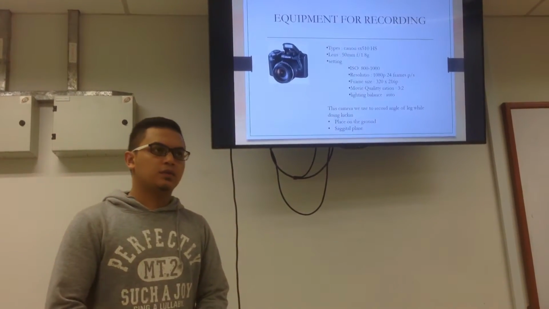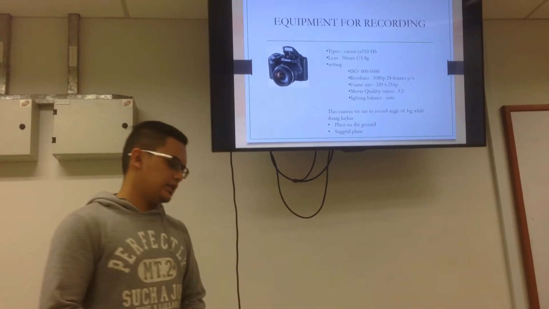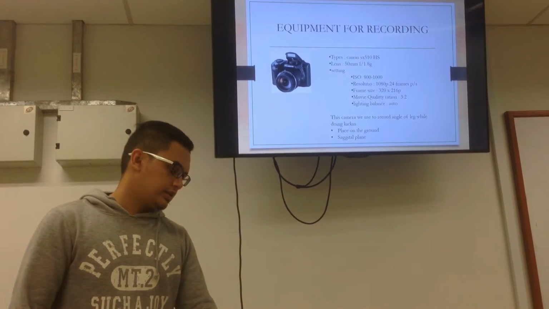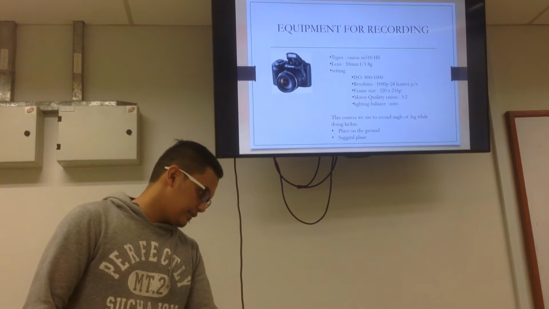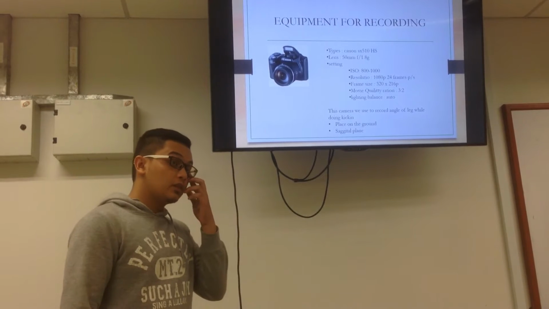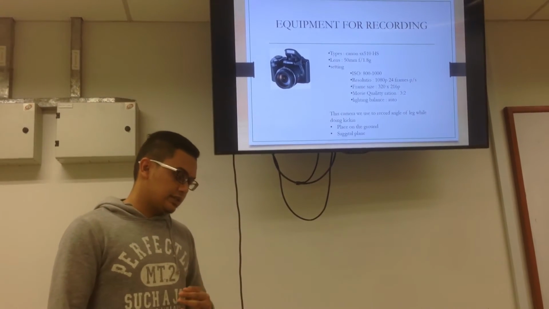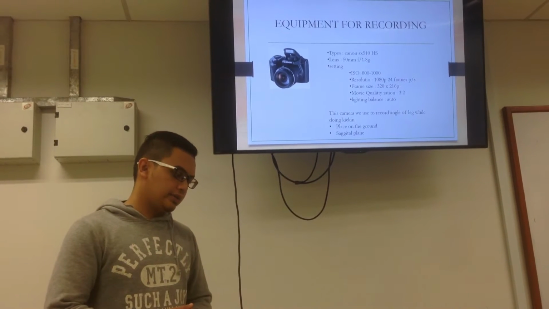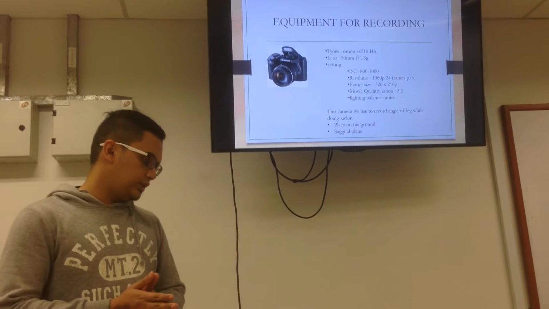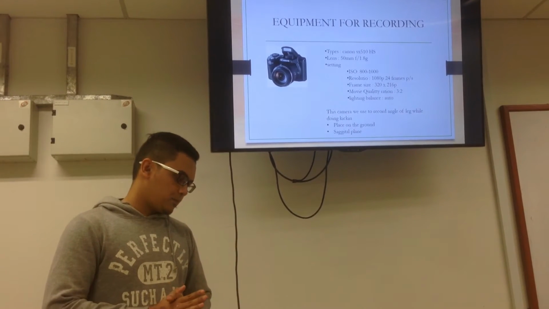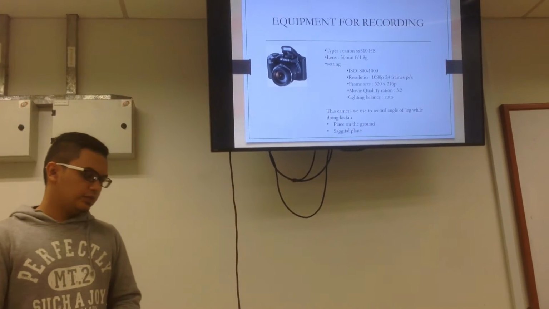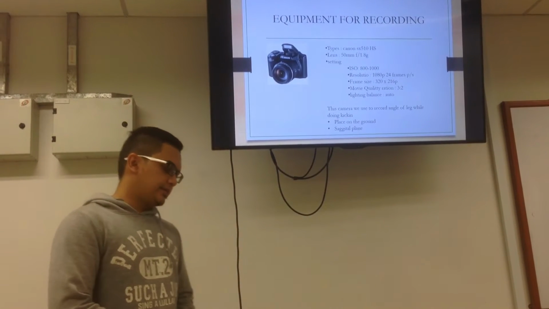Alright, the equipment that we use for recording is a DSLR camera. The type is Canon X500HS. We use 2 types of camera to record. The first camera we use to record the angle of the leg while doing the kicking, and we place the camera on the ground and record in the sagittal plane.